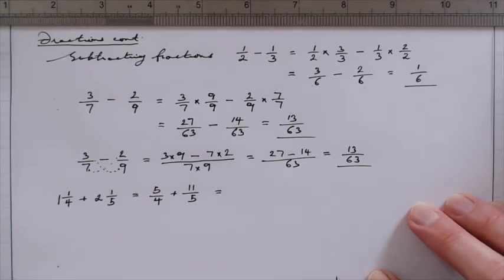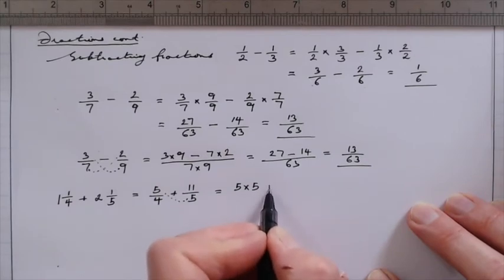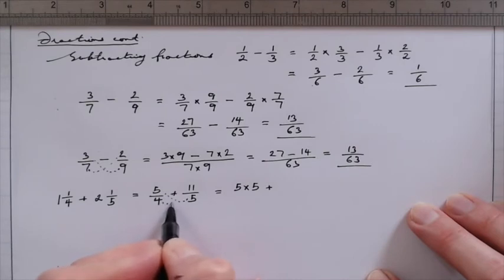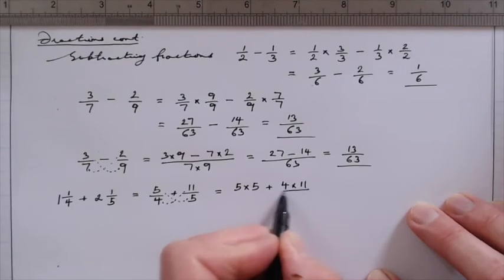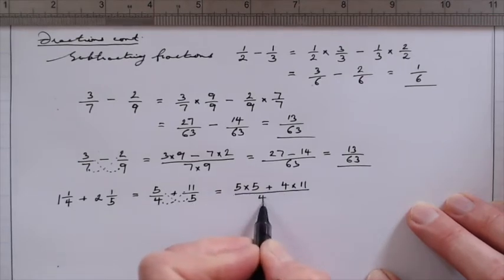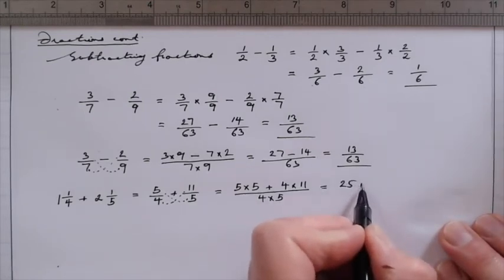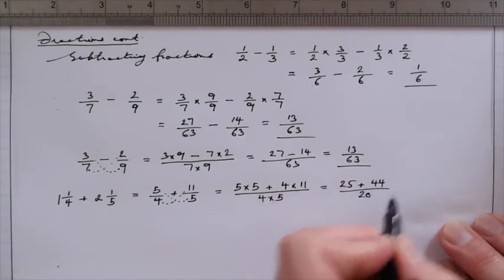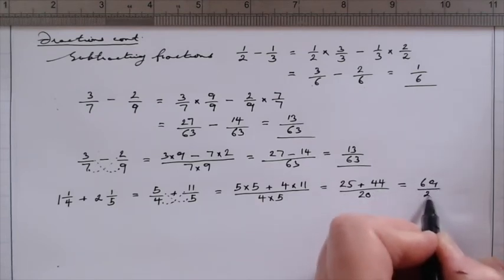Let me do it with cross multiplication to give practice. So take this number upstairs, and I have 5 times 5, plus, make sure I get the right operation, plus or minus, it's plus here, and then take this number upstairs, that's 4 times 11, all over the product of the two denominators, 4 times 5. And I have 25 plus 44 all over 20. And therefore this is equal to 69 over 20.